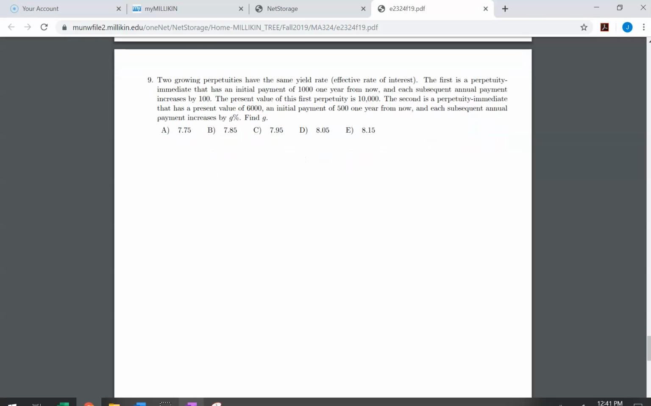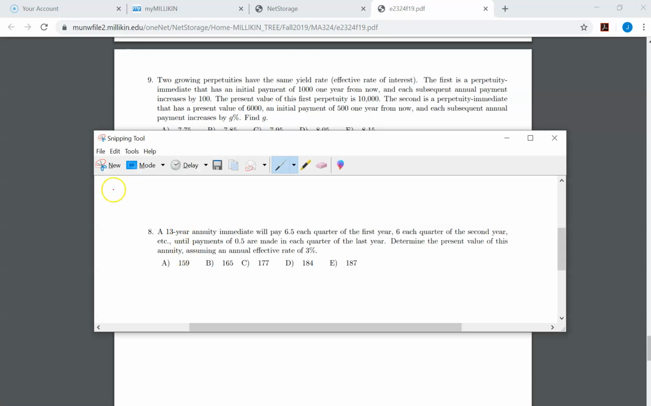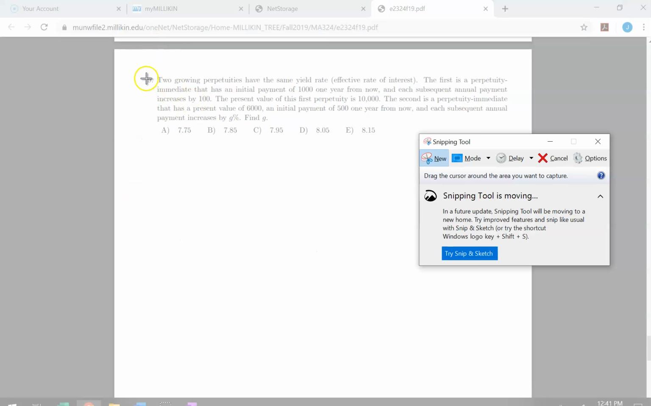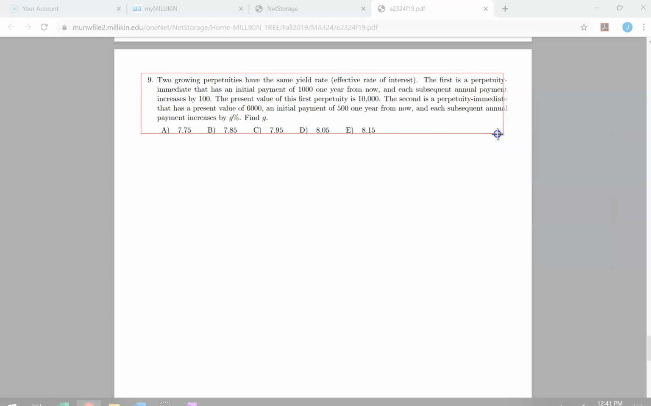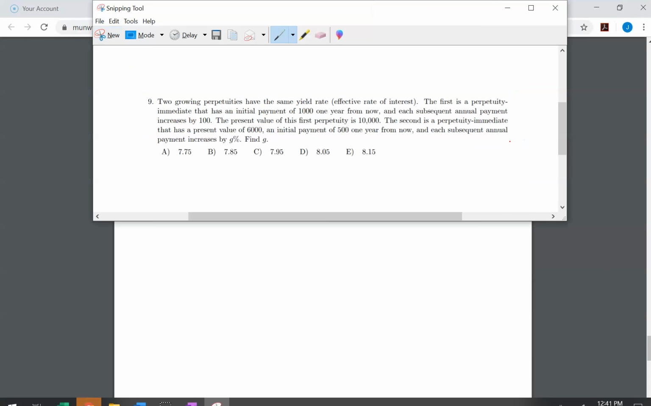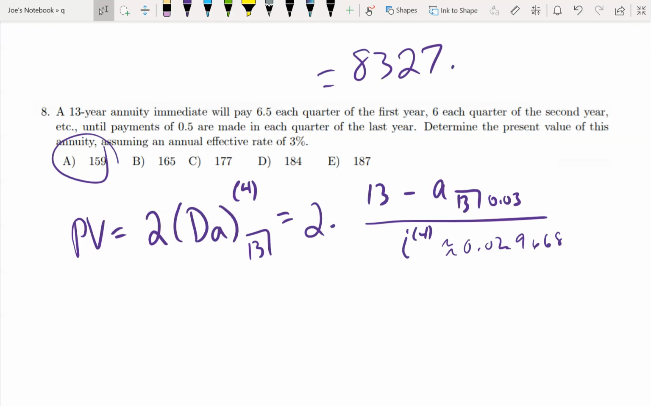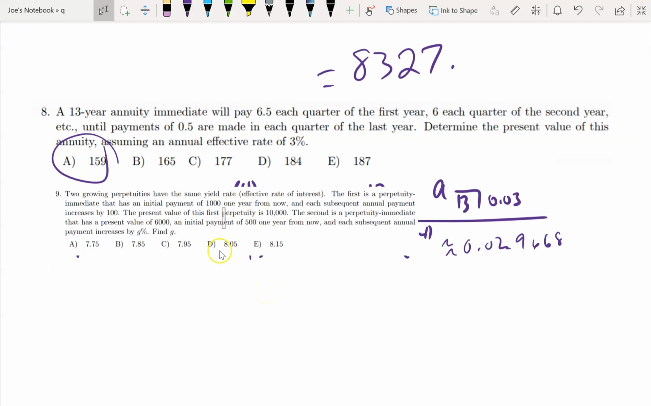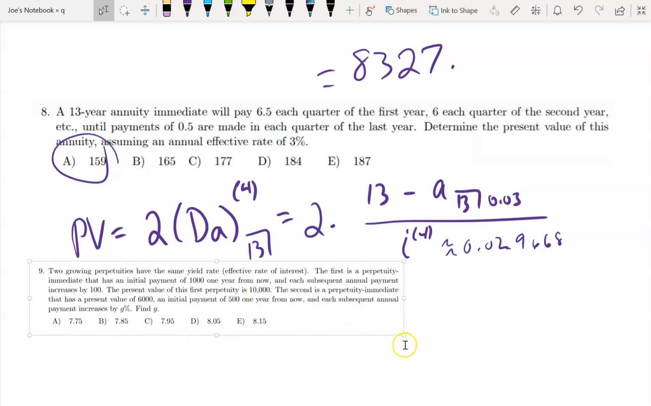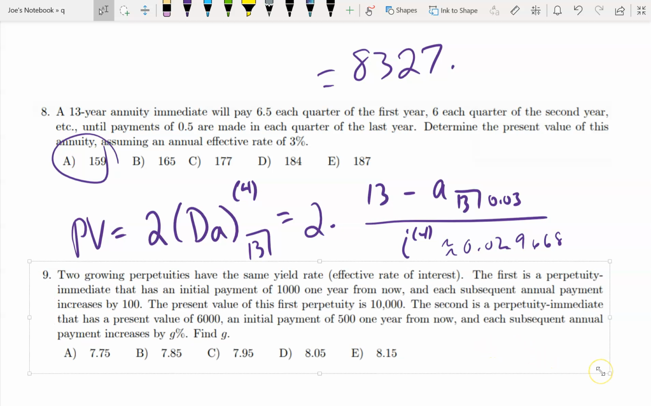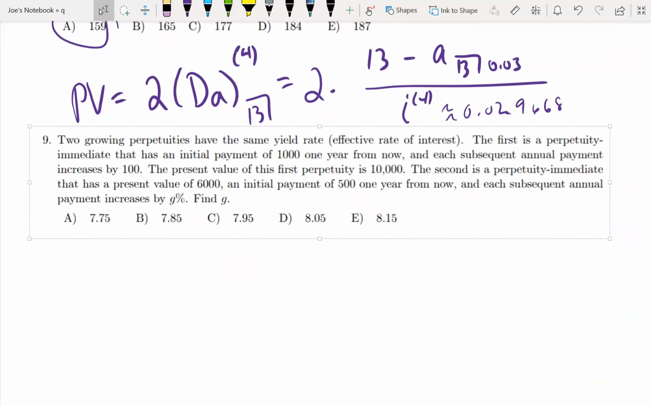Okay, let's look at this one. I think part of the problem for many was the formulation of the present value of an arithmetically increasing perpetuity. I think that was what was causing much of the issues. So, it's 1,000 1 year from now. Each subsequent payment increases by 100. So that's definitely arithmetic.